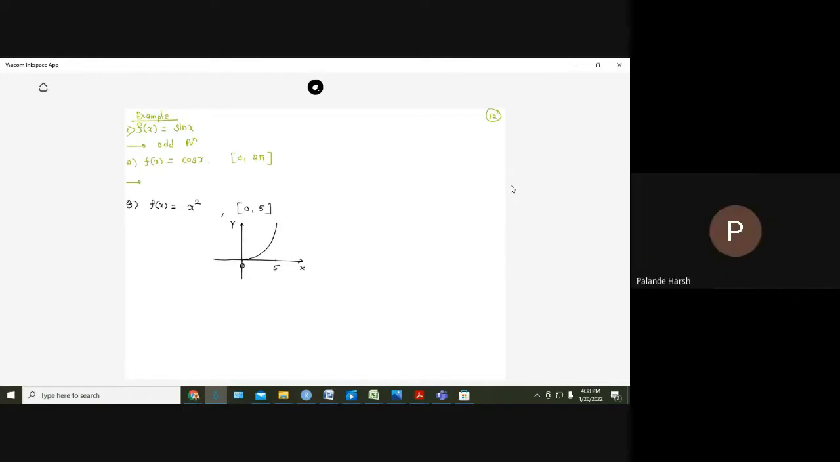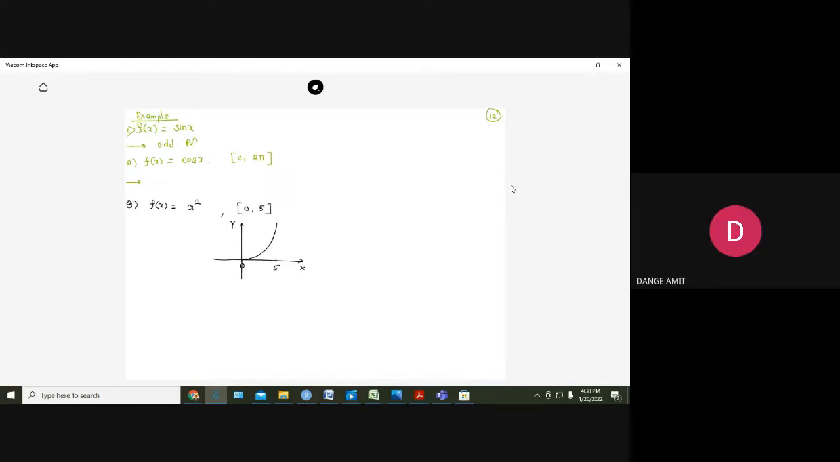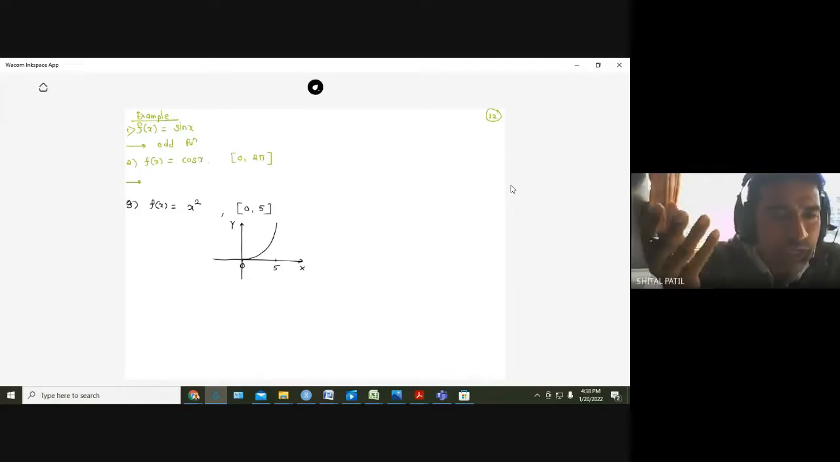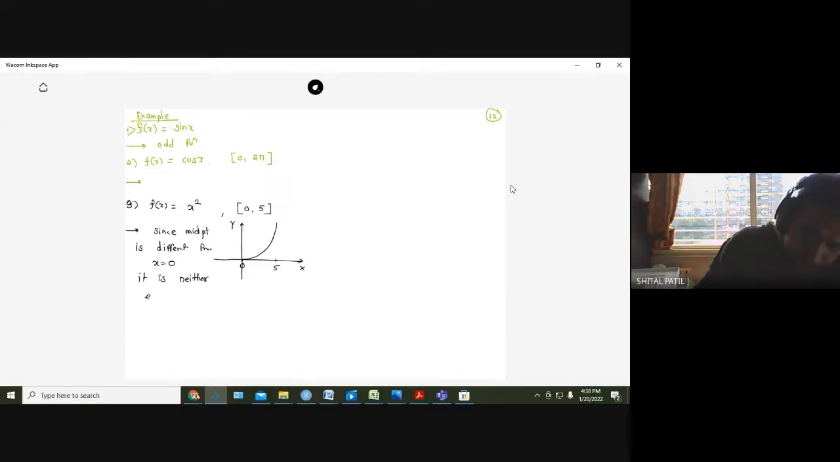Okay, geometrically, whatever you are saying is correct. In terms of algebra, first the condition is that the midpoint of the interval should be x equal to 0. It is not so. Since the midpoint is different from x equal to 0, it is neither even nor odd. Is everyone getting this?